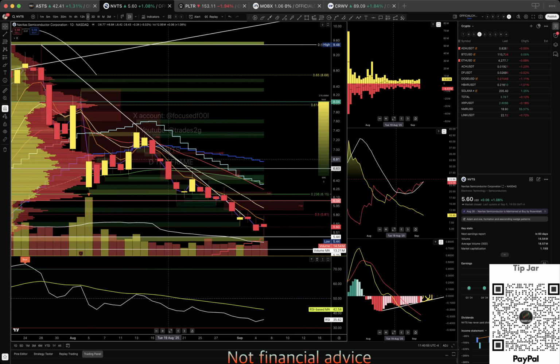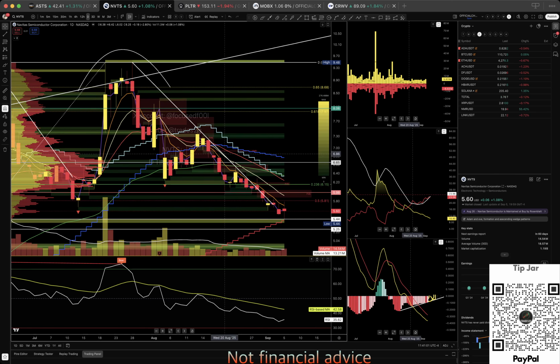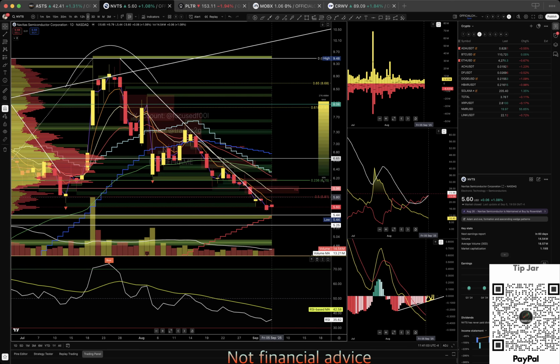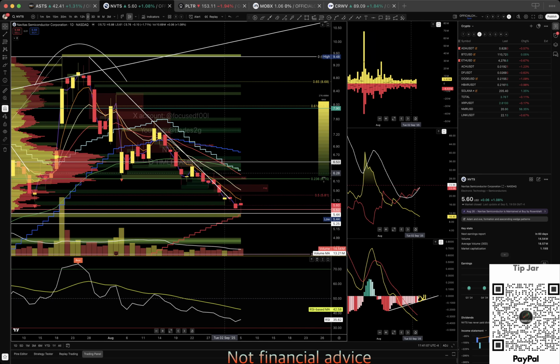We got a reaction out of it. It was acting as resistance. You guys know how I love my 5 EMA. 5 EMA is your best friend to start seeing a potential reversal. We need to start seeing this 5 EMA acting as support, not resistance.